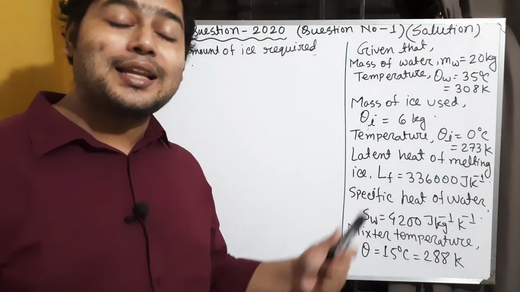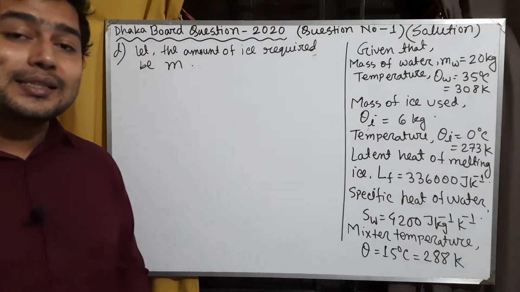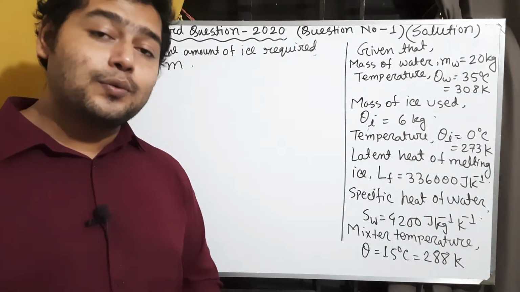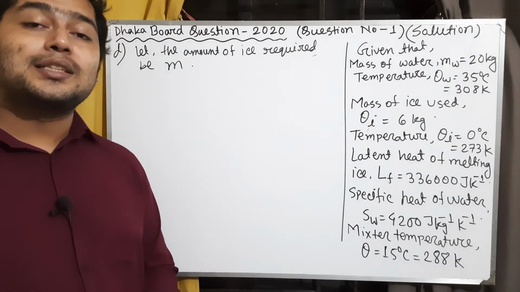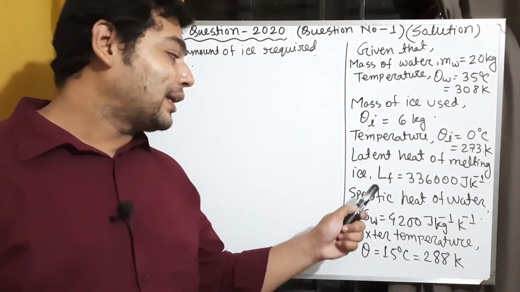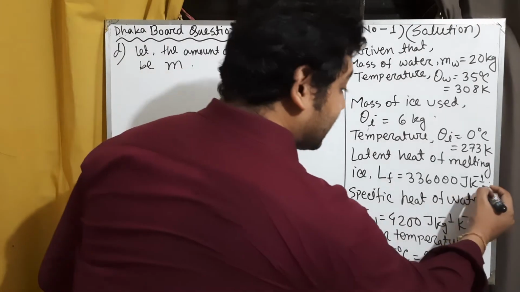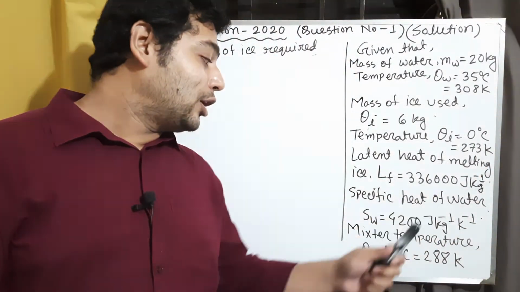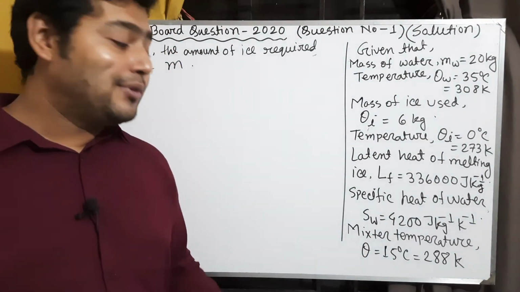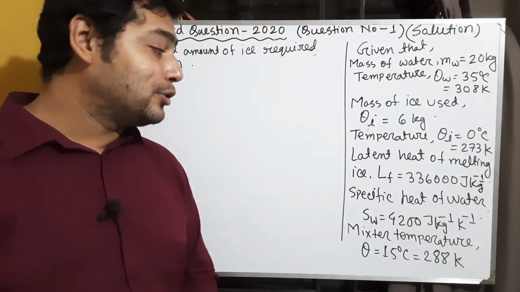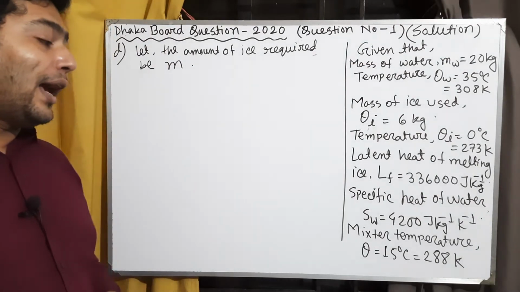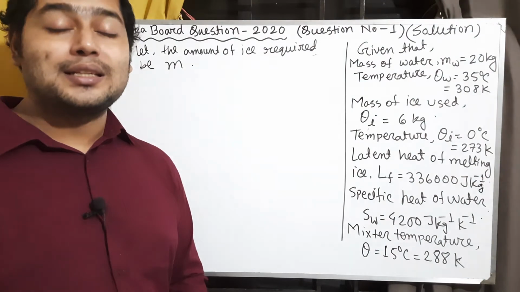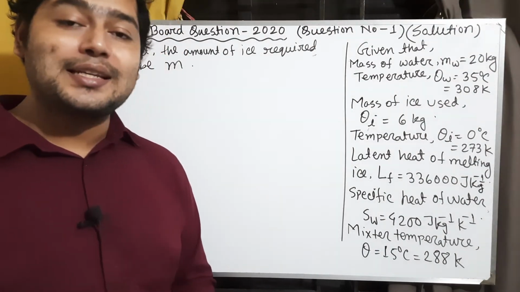Now, given that the latent heat of melting of ice, denoted by L_F, is equal to 336,000 joule per kg, and the specific heat of water S_W is equal to 4200 joule per kg per Kelvin, and the mixture temperature is 15 degrees Celsius or 288 Kelvin.